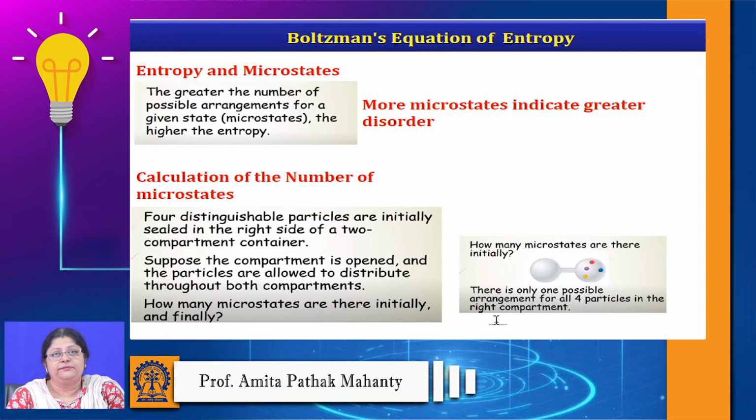Here I have marked them with various colors: one is red, one is blue, one is yellow, and one is purple. Now suppose this compartment is open. Now it will redistribute.